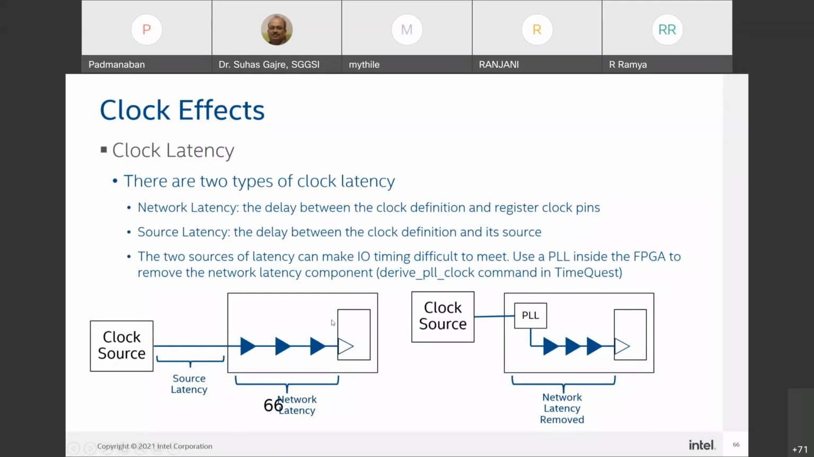Source latency means the delay between the clock definition and its source. That means from the source to the clock definition point. And the network latency is between the clock definition and the register clock pin. How long does it take to reach the register? We call this network latency. Source latency plus network latency, both are taken as the latency. So when they say clock latency, it is a combination of both network and source latency.